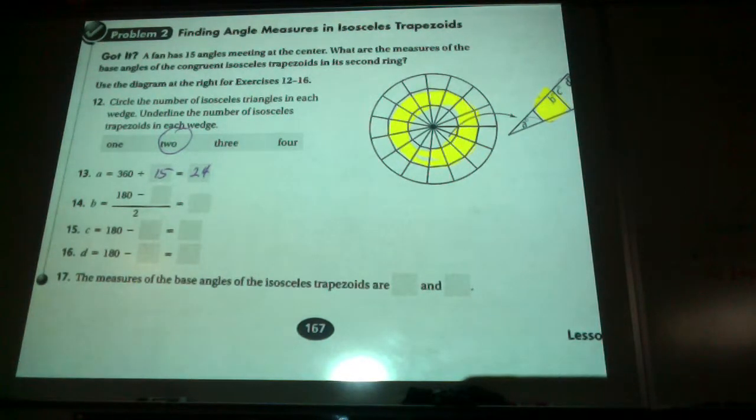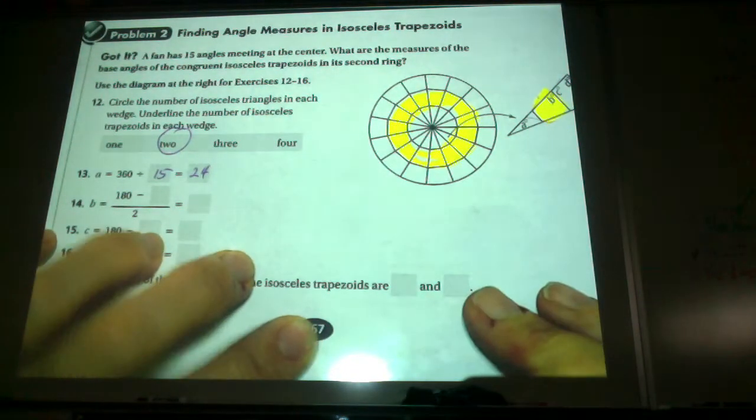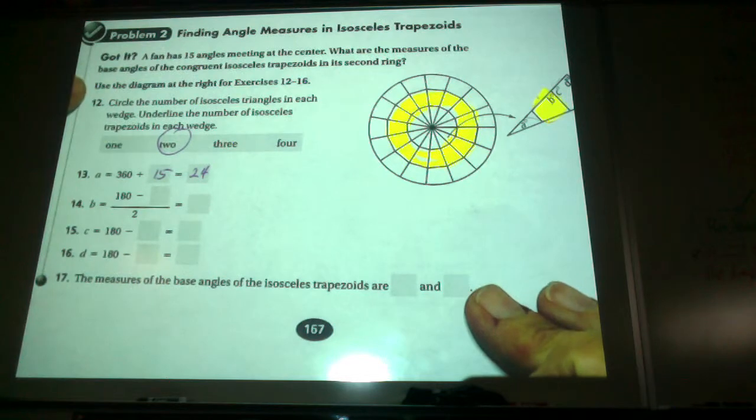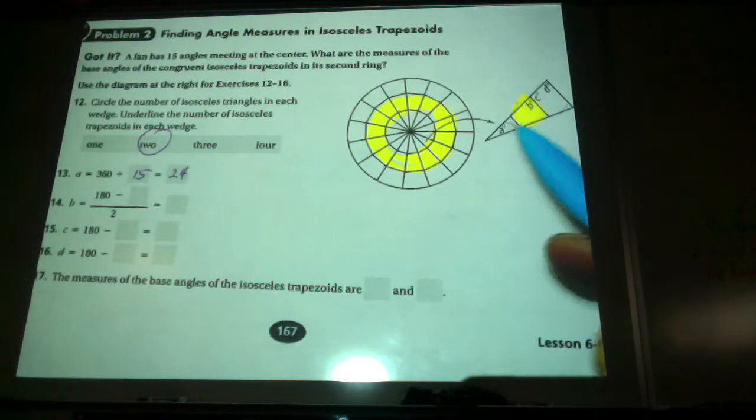All right, so let's finish up problem 2. Let's just review a smidge with it. It says a fan has 15 angles meeting at the center. So here's 15 angles right here meeting at the center. What are the measures of the base angles of the congruent isosceles trapezoids in the second ring? And so I highlighted that second ring here, and here's that isosceles trapezoid right here.